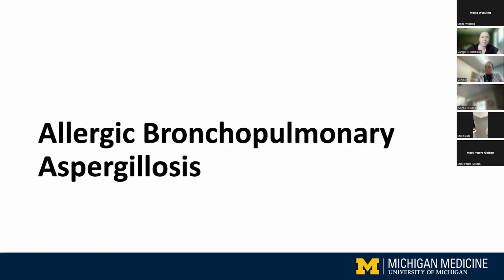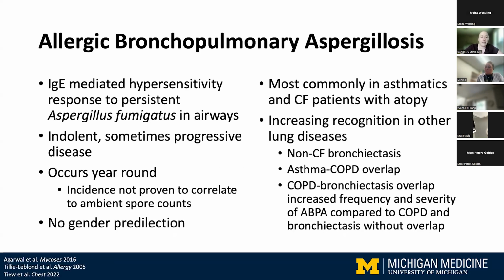So delving more into allergic bronchopulmonary aspergillosis. This is an IgE-mediated hypersensitivity response to persistent Aspergillus fumigatus in the airways. It's an indolent, sometimes progressive disease. It happens year-round, and there have been some studies looking at whether the ambient spore count affects things, and unfortunately, no correlation with increased incidence if there are higher spore counts. No gender predilection. Most commonly seen in asthmatics and cystic fibrosis patients that also have atopy.